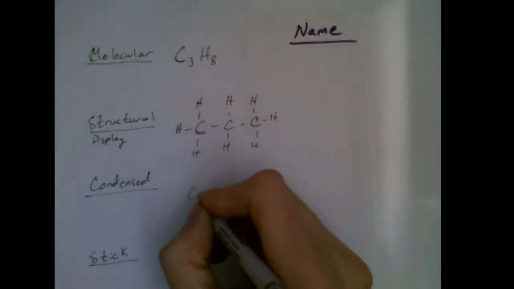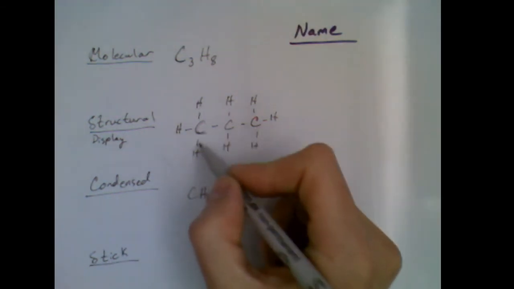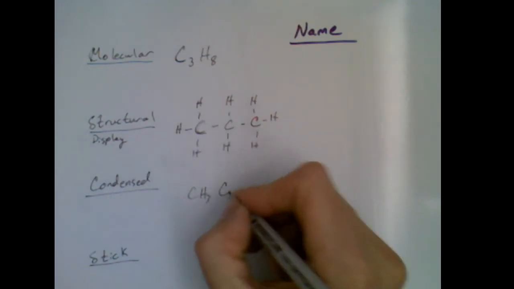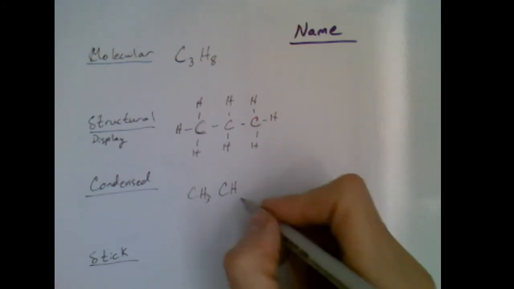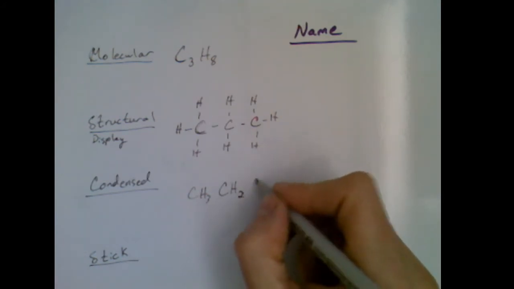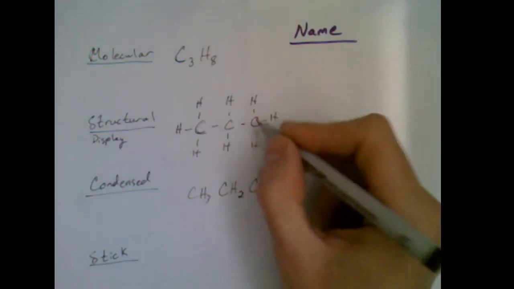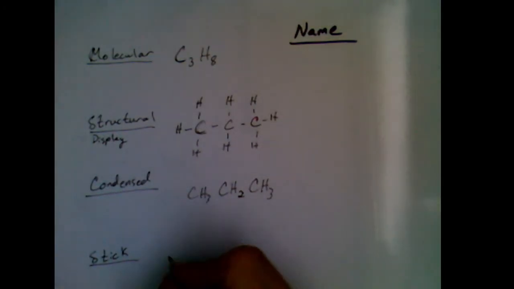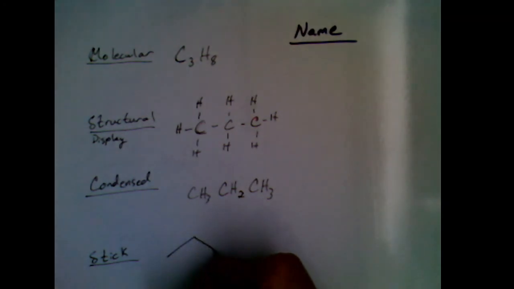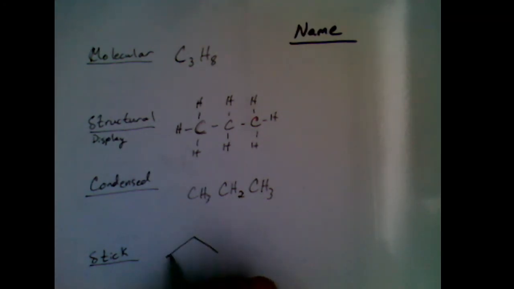Condensed formula, so CH3, carbon with 3 hydrogens attached. CH2, carbon with 2 hydrogens attached. And then CH3, carbon with 3 hydrogens attached. Stick formula is going to be 1 carbon, 2 carbons, 3 carbons. So there's a carbon here, carbon here, carbon here. And that's all you do.